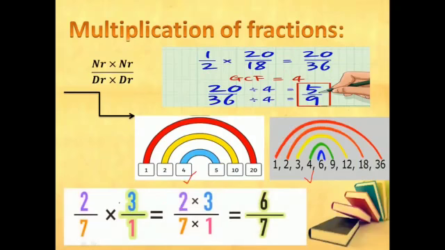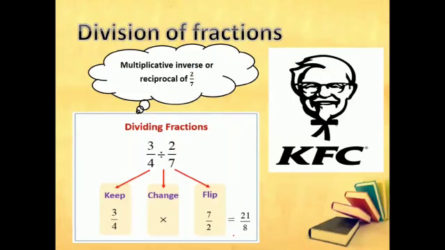See, when there is a fraction and a whole number is given like 3, a whole number can always be written as a fraction by writing the denominator 1. Then you can multiply numerator with numerator, denominator with denominator. While doing division of fractions, this is a very useful technique, and every child likes KFC.